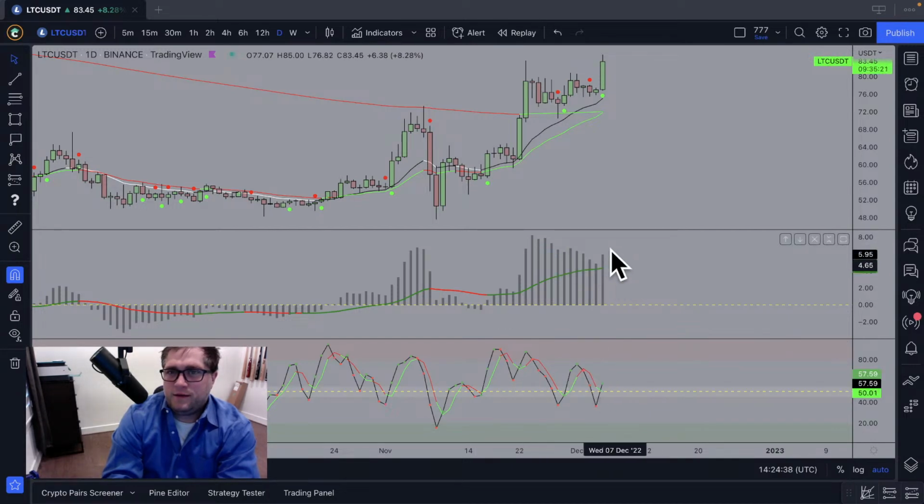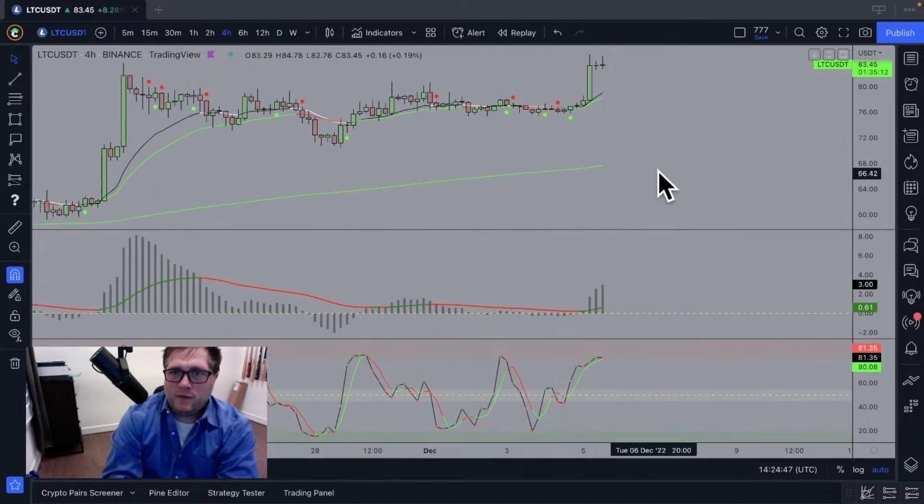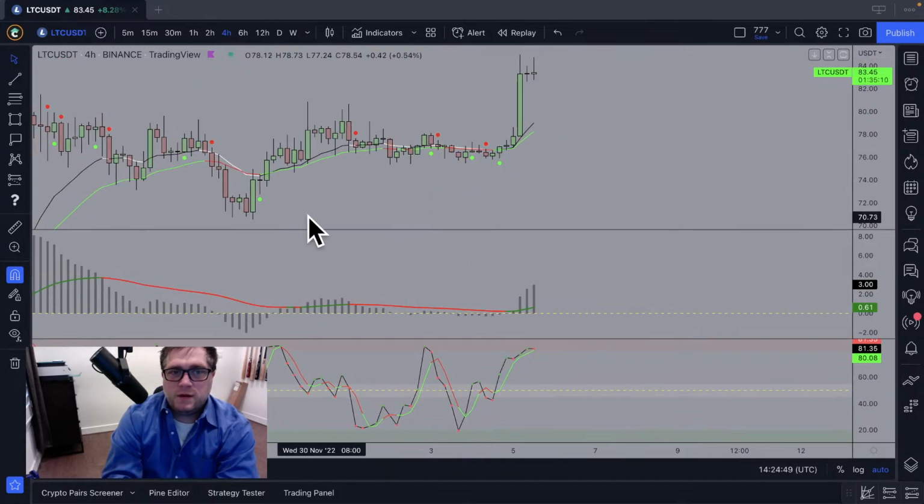Your MACD is starting to come down, but Litecoin does not follow the rules most of the time, so you've got to be really careful with that and have really quick stop losses. And you can see that when it starts hugging those EMAs, you've got to have an entry, a quick stop loss, and then take that position.